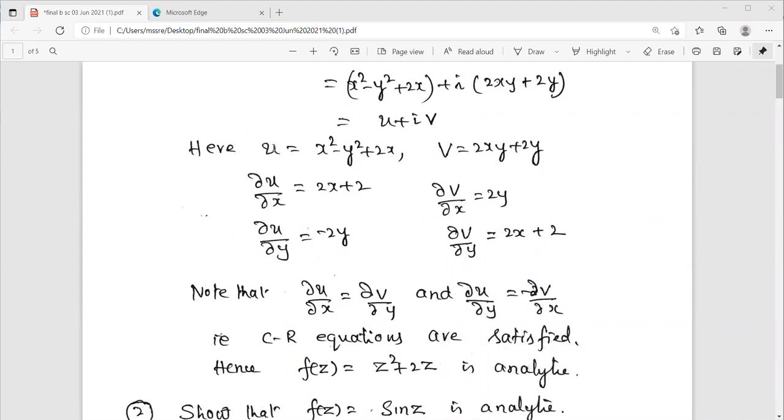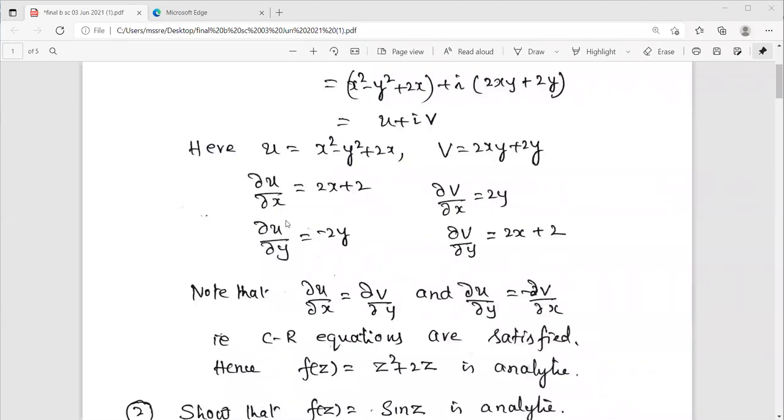So delta u by delta x, you have to differentiate u partially with respect to x. If you differentiate partially with respect to x, x square differentiation is 2x, y square is constant, therefore its differentiation is 0, and 2x differentiation with respect to x is 2. So delta u by delta x is 2x plus 2. Similarly, partial derivative of v with respect to x, delta v by delta x, keeping y constant, you will get 2y into differentiation of x is 1, that is 2y. 2y is a constant, therefore its differentiation is 0.